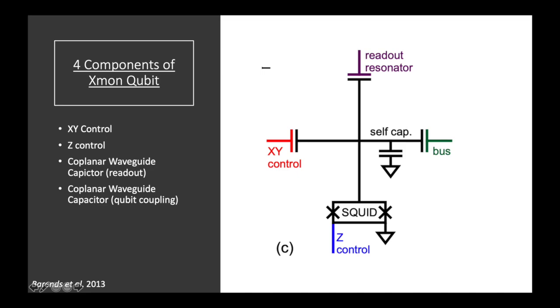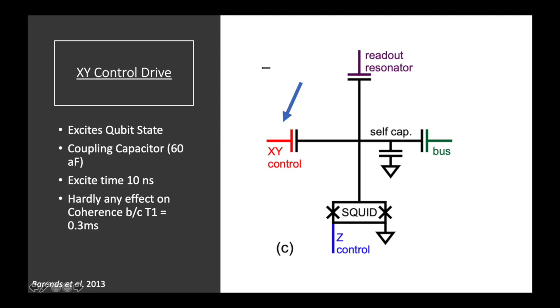There are four main components of the Xmon qubit: the XY control, the Z control, and the two coplanar waveguide capacitors, one for readout and one mediate coupling between other qubits. Three of the connections are easily made with coupling capacitors, which provides a significant advantage for individually tuning and optimizing each coupling arm in the context of microfabrication. And then modeling the system also comes easier without having to fully invoke quantum optical methods required in Xmon qubit coupling.